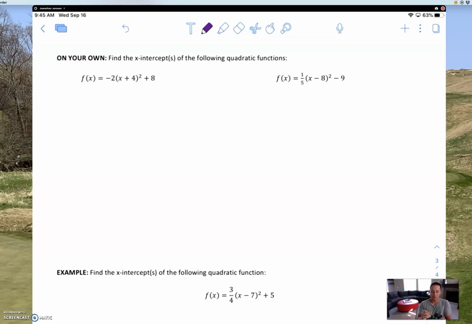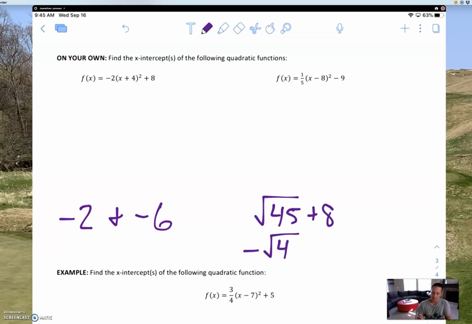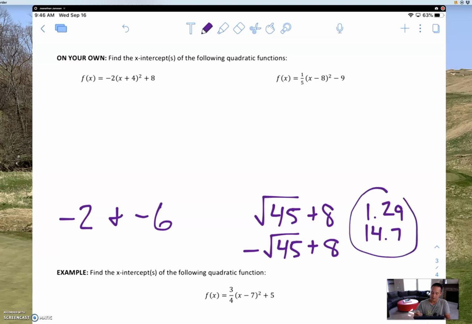Okay, welcome back. Hopefully if you did these correctly, for the first one you should have gotten x-intercepts of negative 2 and negative 6. And for the next one, you should have gotten one of those square roots again. You should have gotten the square root of 45 plus 8, and the negative square root of 45 plus 8. And if you turn those into decimals, you should have gotten 1.29 and 14.7 as your two x-intercepts.